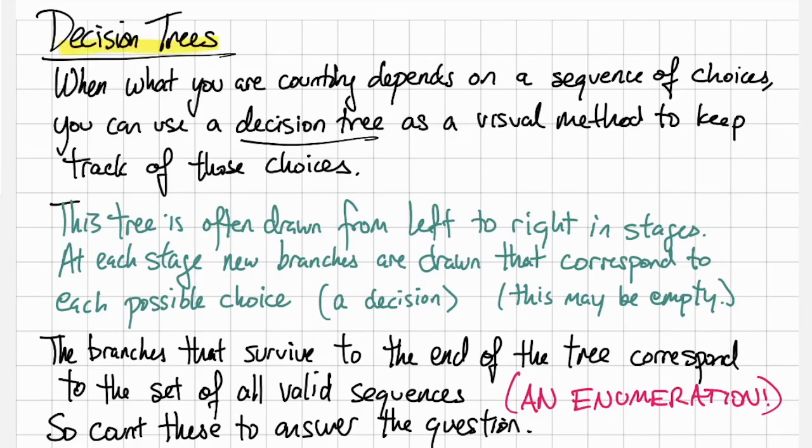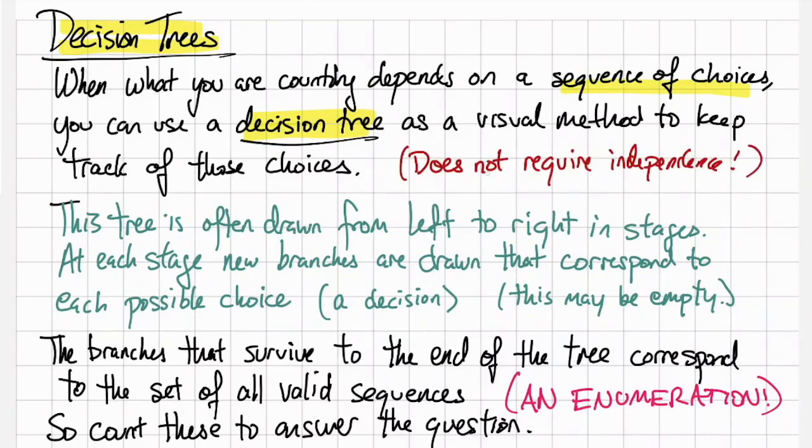They are called decision trees. When what you are counting depends on a sequence of choices, you can use a decision tree as a visual method to keep track of those choices. And this does not require that the choices are independent. So how do you build a decision tree?